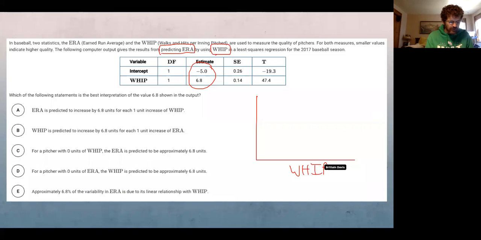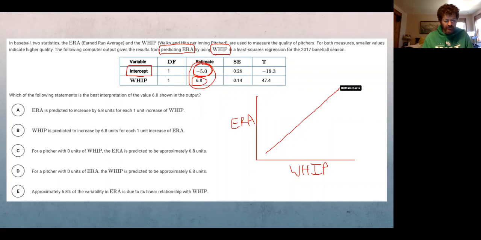And the response variable goes over here. So what's being predicted is ERA from WHIP. So now we want to interpret this 6.8, figure out what that means. So this is referring to our line, and what we have is the y-intercept, which is given right here where it says intercept. We're not asked about the -5, we're asked about this 6.8, and that represents the slope of the line.